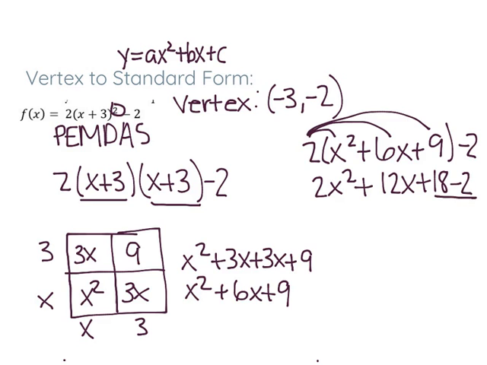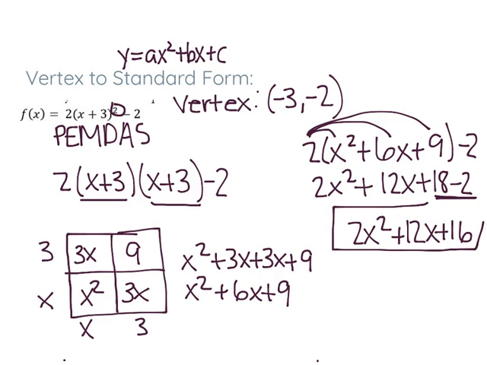And then my last part is going to be to simplify the like terms at the end. So I get 2x squared plus 12x plus 16. And this is my final answer in standard form. You don't have to do any simplifying like taking out a GCF or anything like that. You just want to leave your answer in that format because that is standard form.